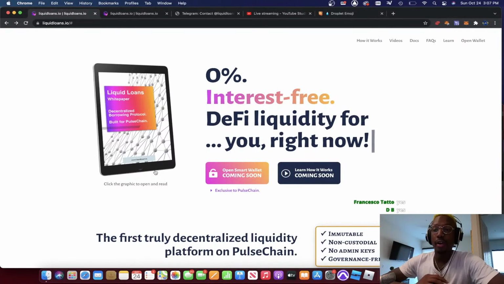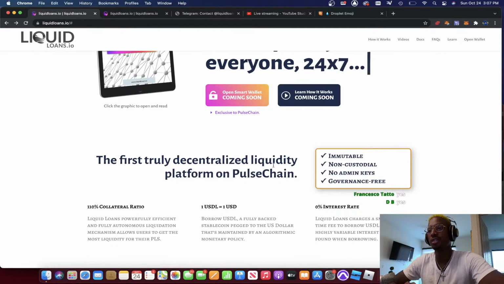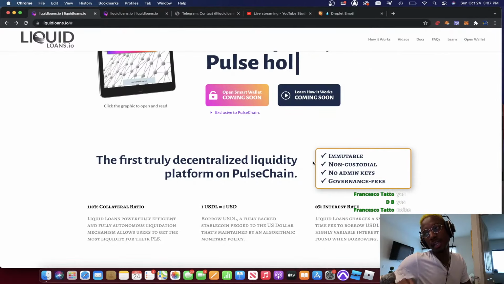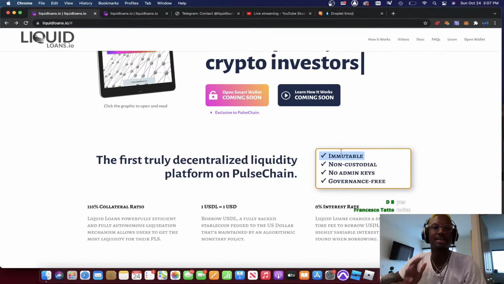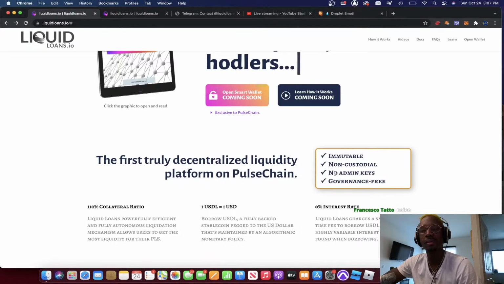This is Liquid Loans right here, guys. This is the interest-free DeFi liquidity platform, the first truly decentralized liquidity platform on Pulse Chain. Immutable means that it can't be changed. Pretty much it's autonomous and it's going to do its own thing, kind of like Hex. Non-custodial, no admin keys. That's what people look for.